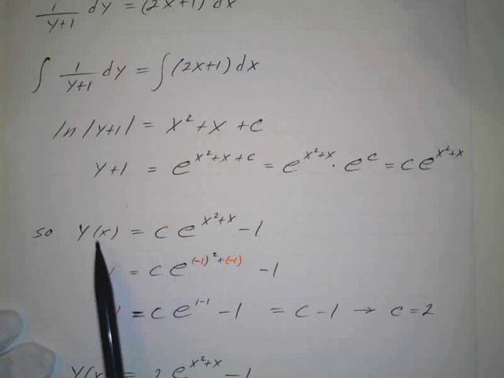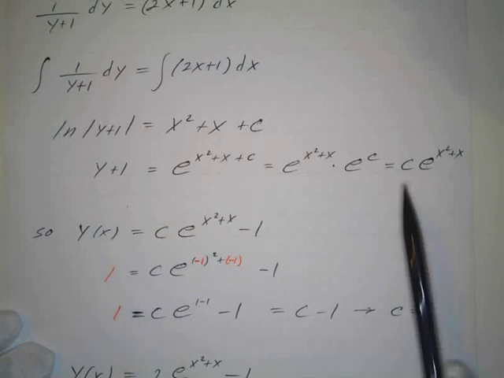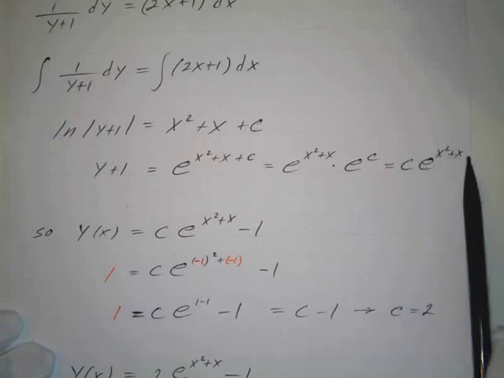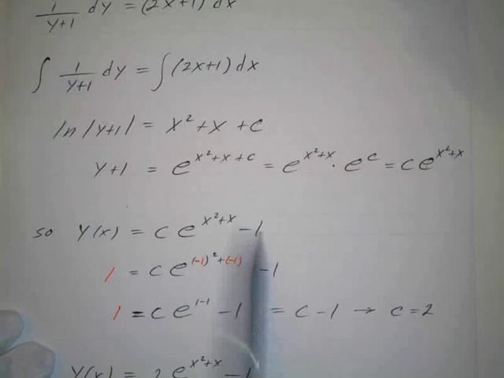So I can put this back in. I can subtract 1 from both sides. So I get y as a function of x equals c e to the x squared plus x, and then minus 1, because I move this over.